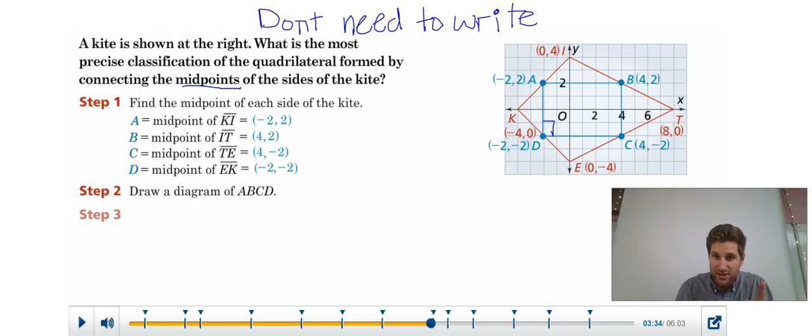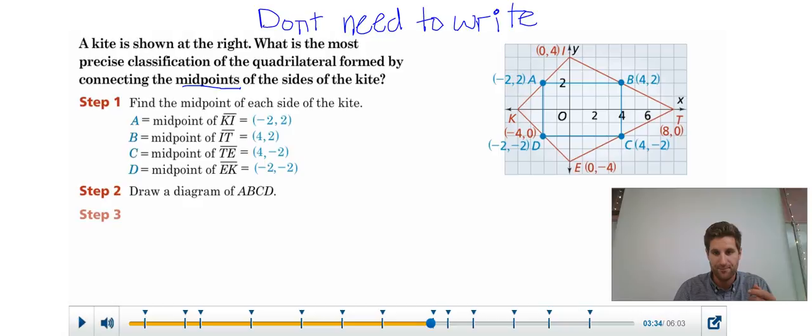We know these are 90s because, well, these slopes are perpendicular. So we actually know we have 90, and we can actually count these, and we could show that opposite sides are congruent. So this is a rectangle already by virtue, but let's go ahead and just see what they write.